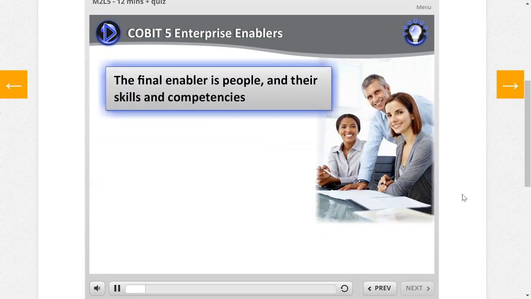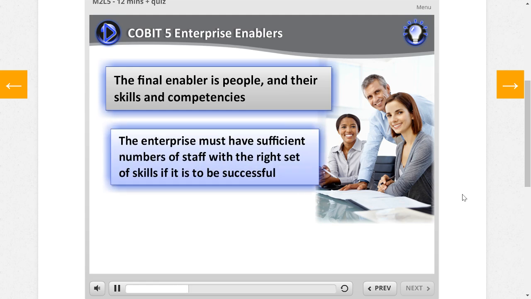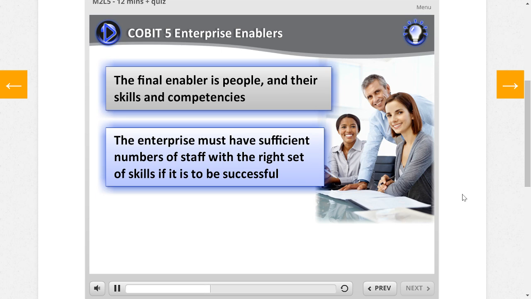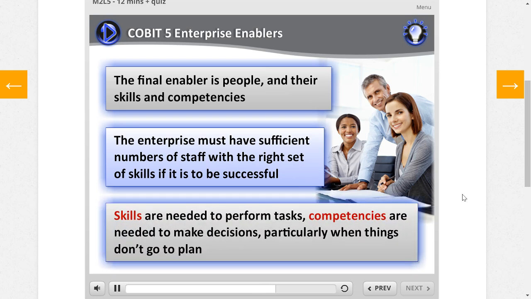The final enabler is people and their skills and competencies. The enterprise must have sufficient numbers of staff with the right set of skills if it is to be successful. Skills are needed to perform tasks. Competencies are needed to make decisions, particularly when things don't go to plan.